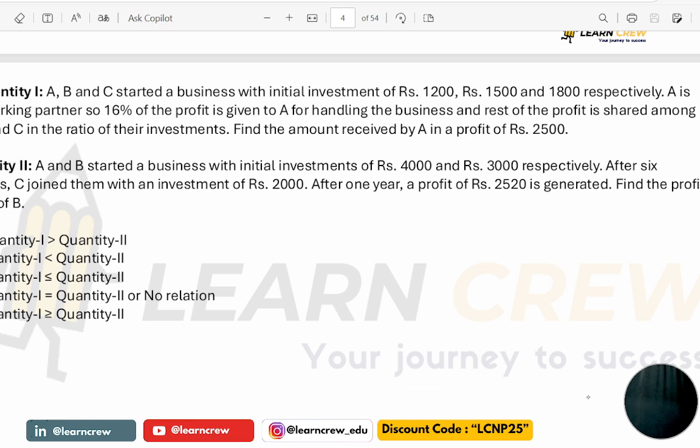First question, quantity 1. A, B, C started a business with the investments 1200, 1500 and 1800. A is the working partner and so gets 16% of profit for handling the business, and the rest of the profit is shared among A, B, C in the ratio of their investments. Find the amount received by A in a profit of 2500.